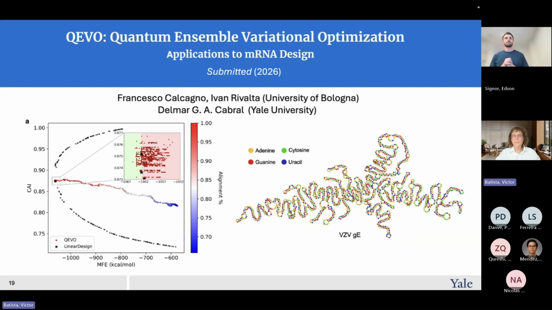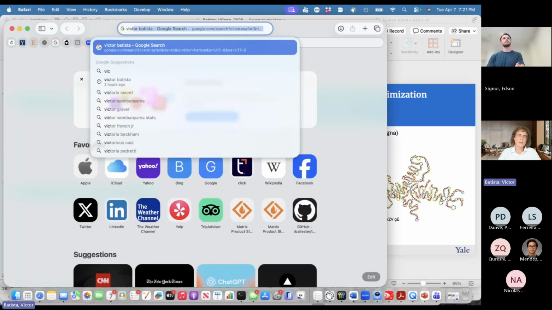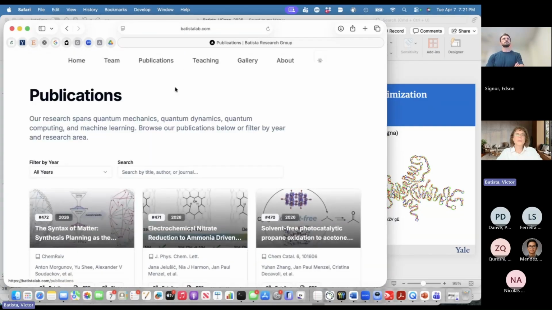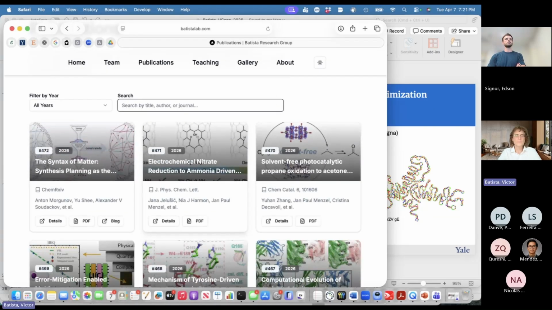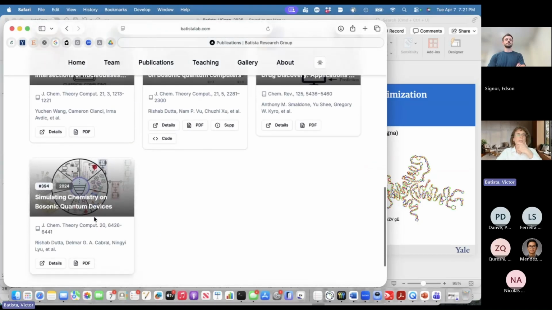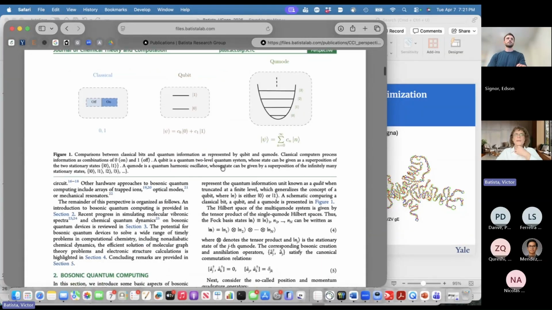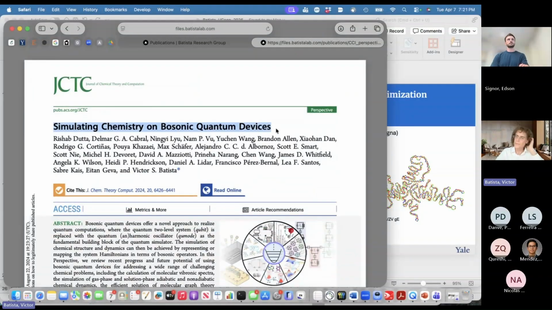There is a recent review by Steve Girvin and others on the sequences that can be used for this type of application. And we also have a perspective article on our webpage where you can read about this. This article, Simulating Chemistry on Bosonic Quantum Devices, gives you an introduction to this technology. You see here is the qmode and the qubit, and then the sequences that can be applied. So this is one introductory article that I would recommend.